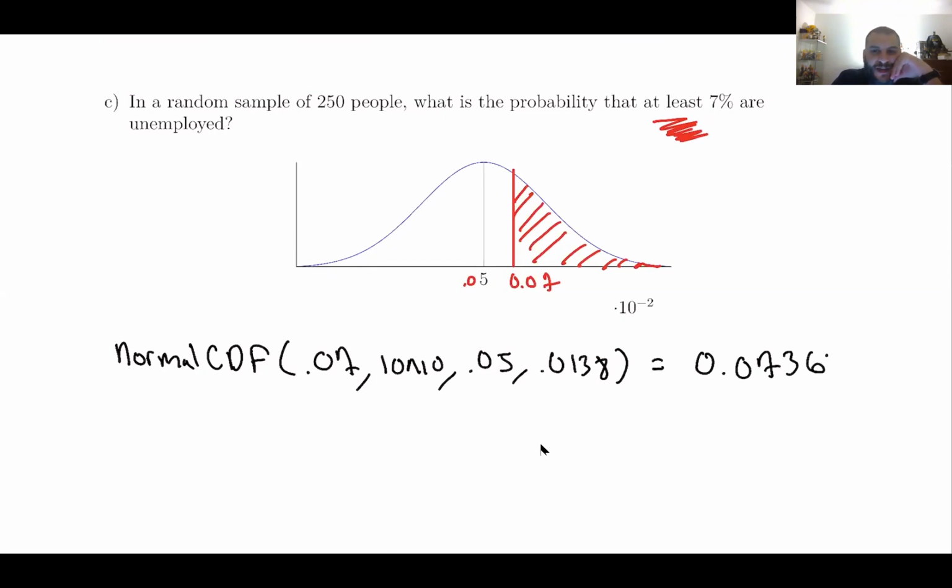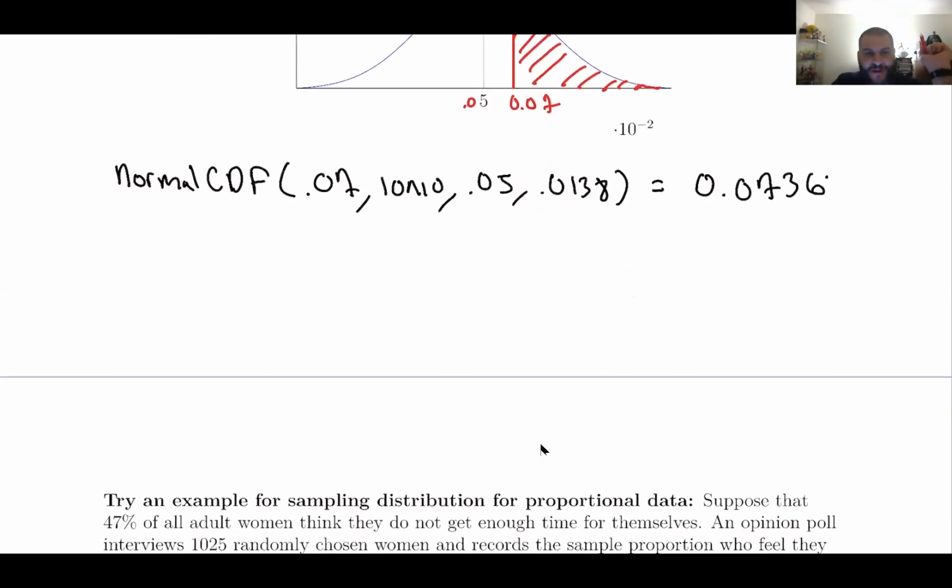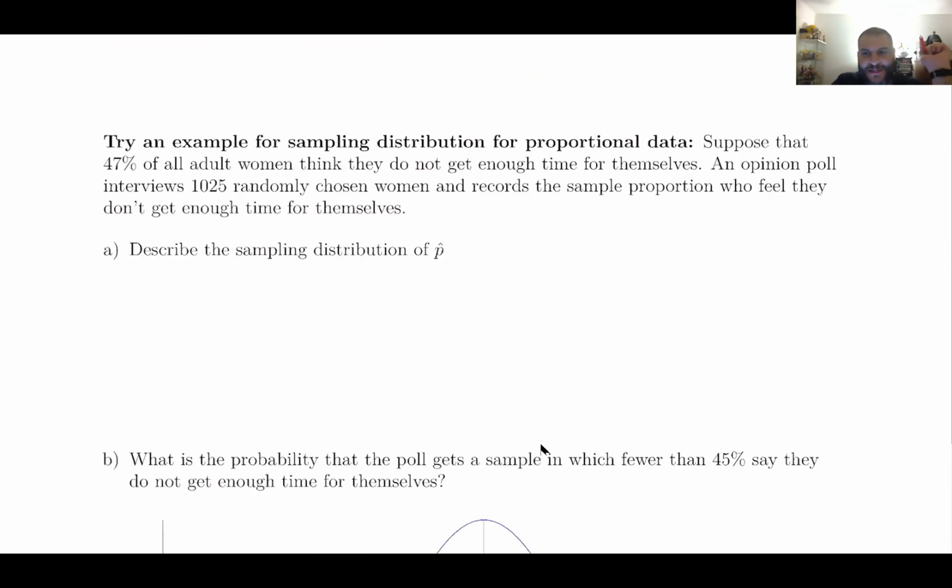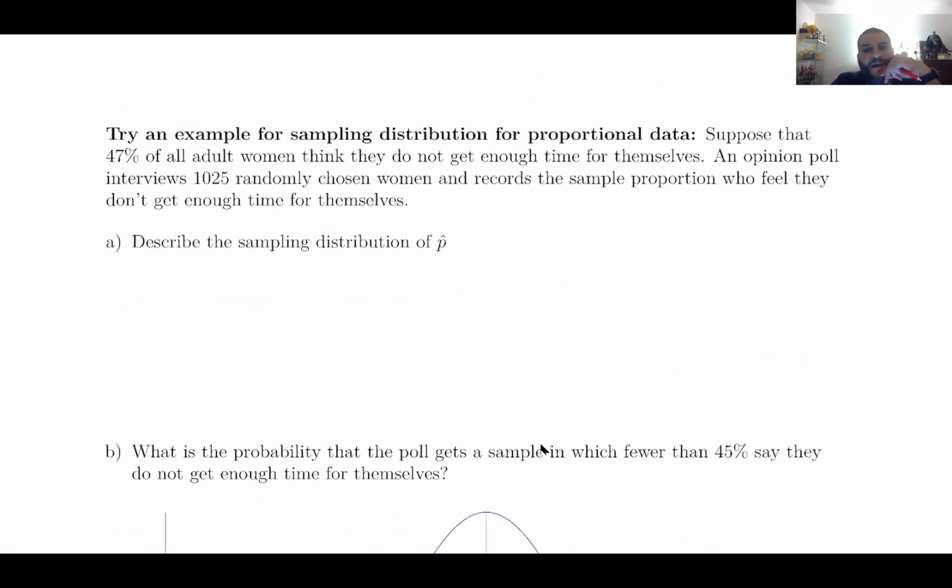So hopefully if you didn't get it correct, now you can see why you didn't get it correct, and now you know how to get the correct answer. But any follow-up question in regard to part C? All right, so let's go ahead and move on to the last problem of this section. Yeah, if they give you the probability, that's your p hat.